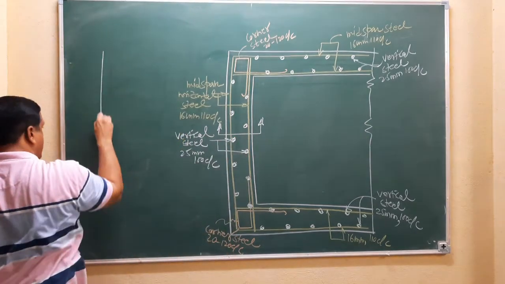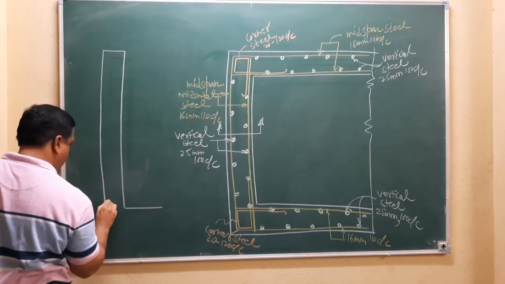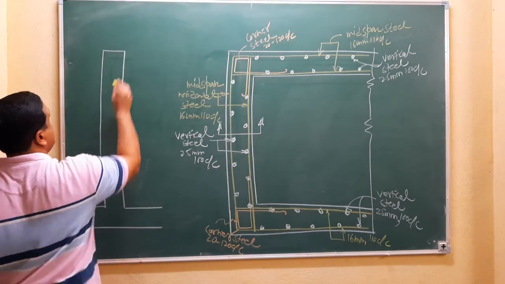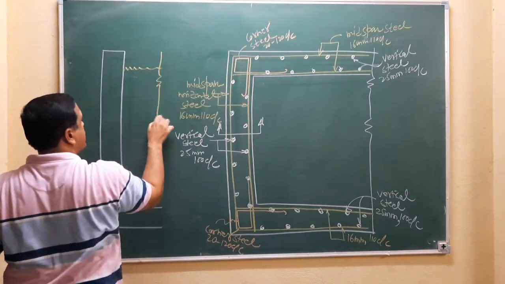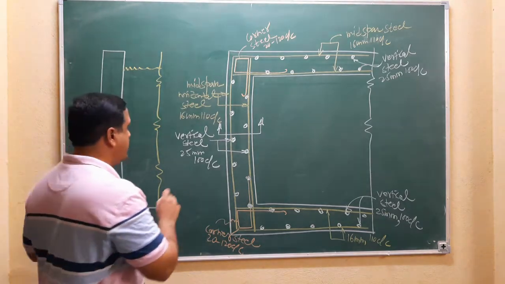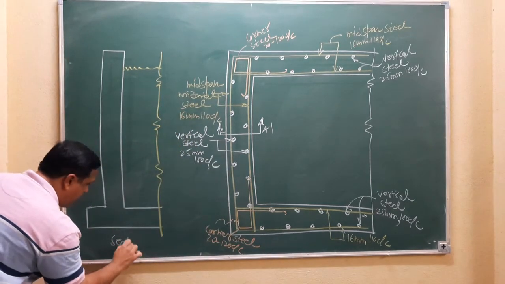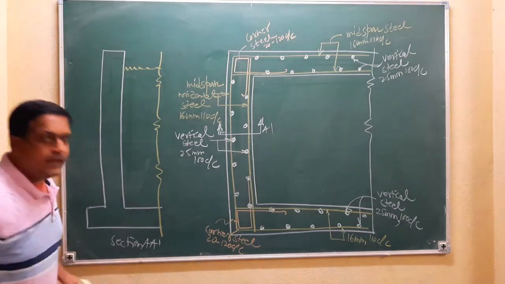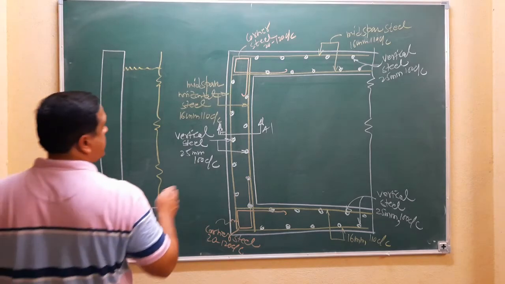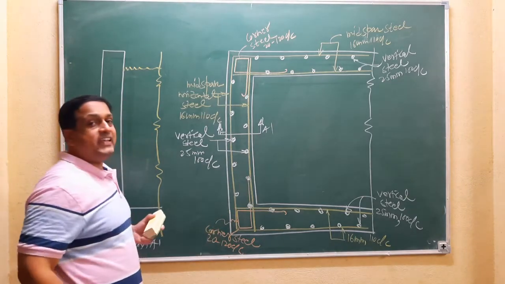Now, if you take the cross section of this wall, the cross section of the wall is like this. So this is the water level, and I want to show the cut line here like this. If you cut this wall at this location, this is section A dash A. So this yellow steel is horizontal steel and this white steel is vertical steel.